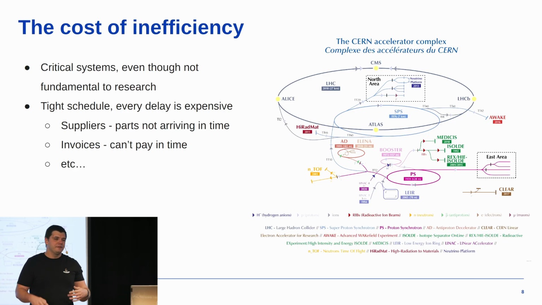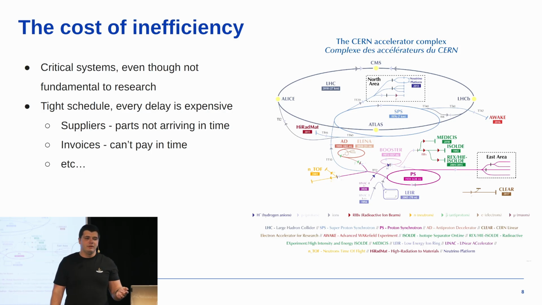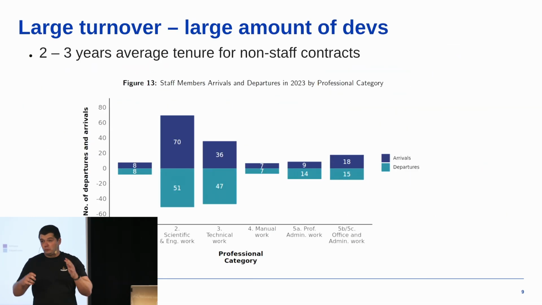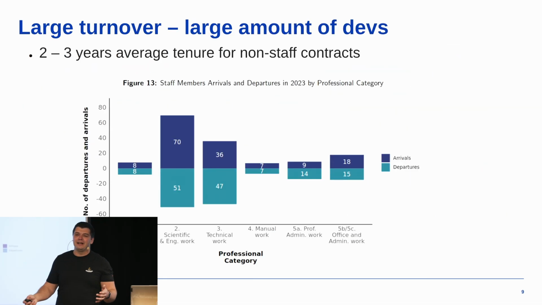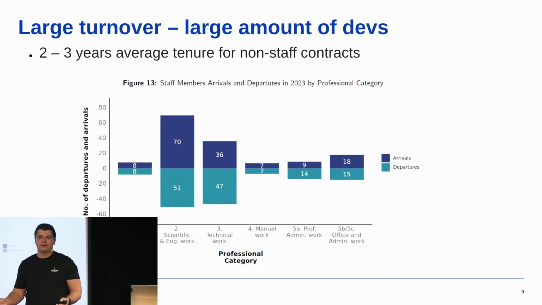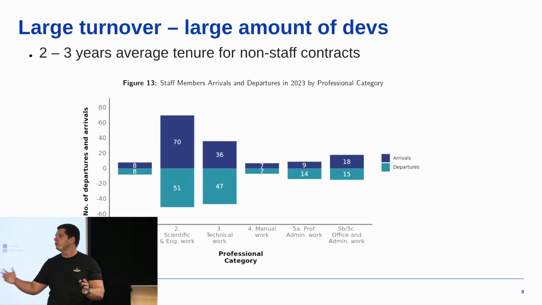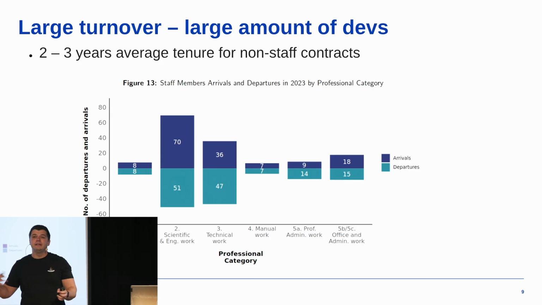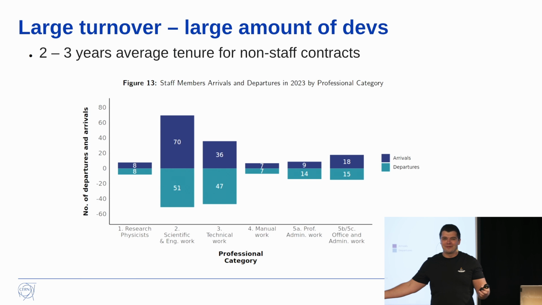Suppliers' parts can't arrive in time. Invoices, if we don't pay them on time, then we have issues and so on. So that's just a small fraction of the cost of inefficiency. To add to that, there's another challenge: being an international organization, contracts are kind of short. So in general, we have people that stay here for 2, 3 years, maybe 5 years, and then they go. They leave with the knowledge most of the time as well.